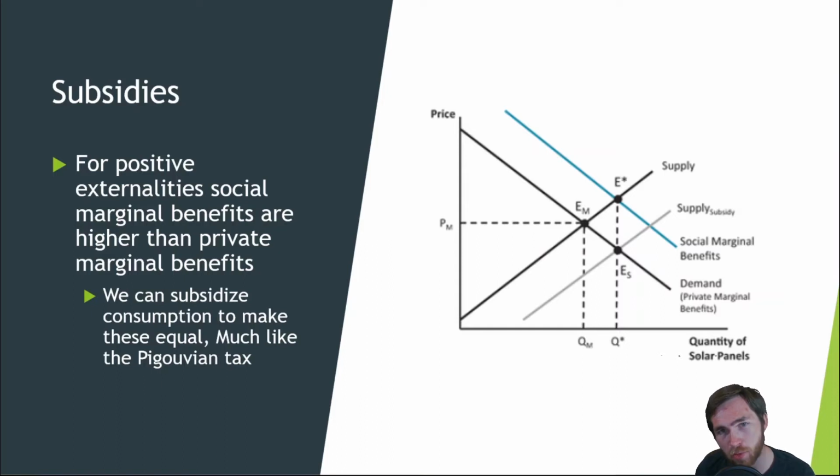Rather than taxing production, we can subsidize consumption. And we see this policy enacted quite regularly: subsidization for owning electric vehicles, for installation of solar panels. All of these sorts of policies are in effect Pigovian subsidies, and it has the same effect of generating an outcome that is more socially efficient.